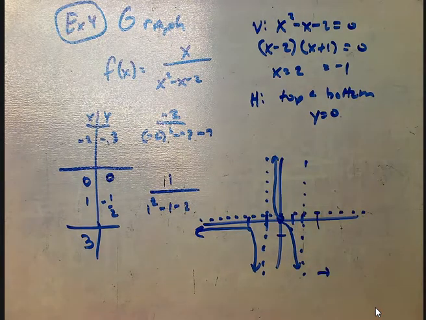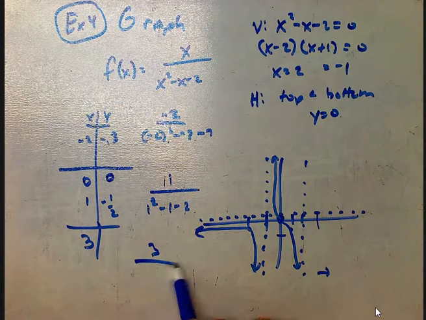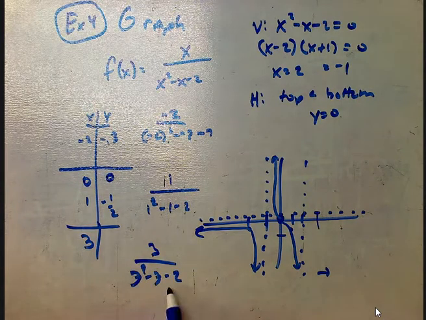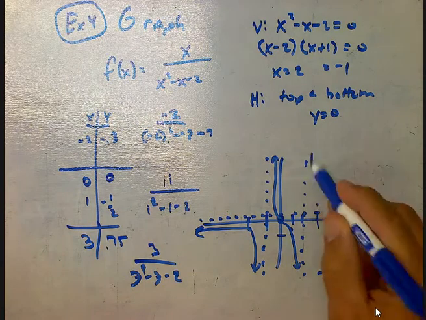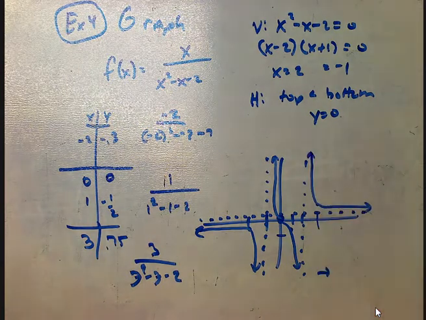To double check it, put negative 1/2 in for x. And then for 3, it's going to be 3 over 3 squared minus 3 minus 2. So 3 over 4, or 0.75. The 3 is above it at 0.75, so it's going to come like this. And there's the graph for that one.